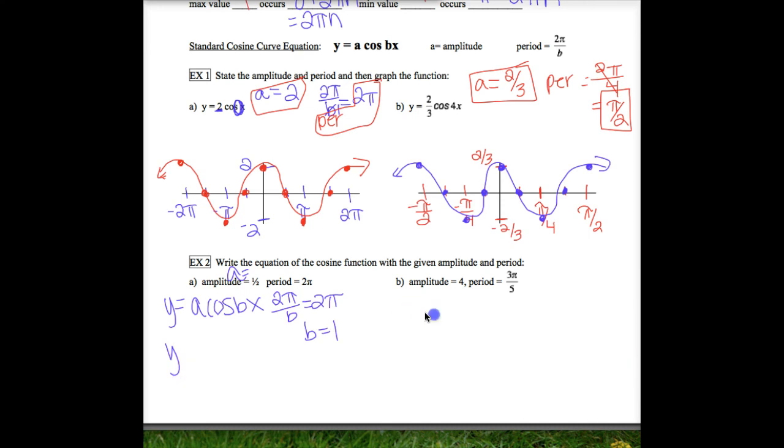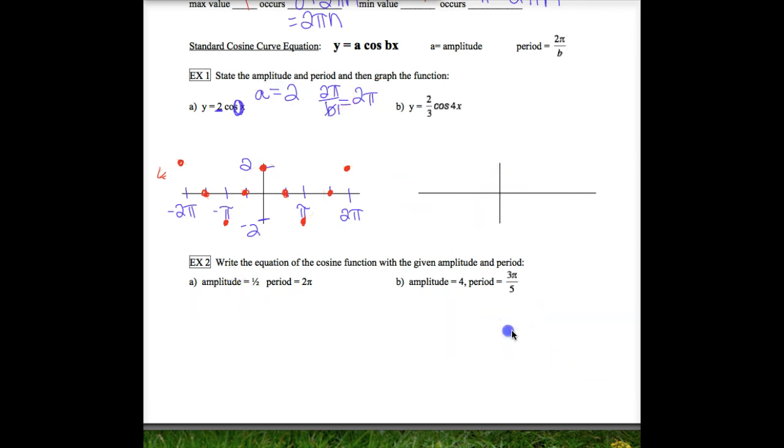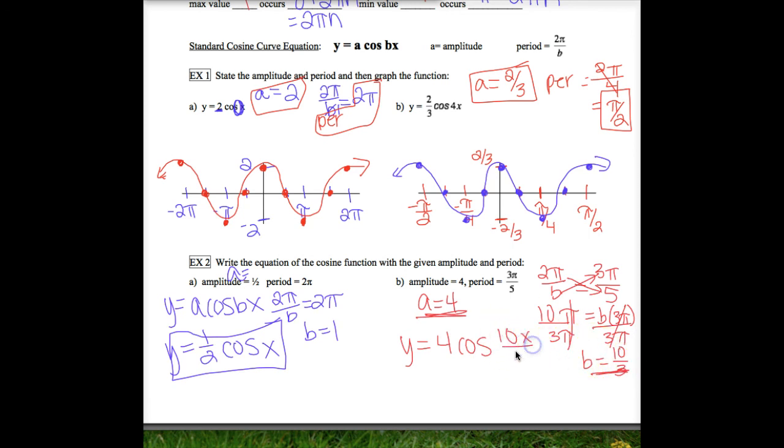So we've got an A value of 4, a B value of 10/3, so now we just need to plug it in. So y equals 4 cosine, and when we plug the 10/3 in, the x always goes in the numerator, so it's 10x over 3.